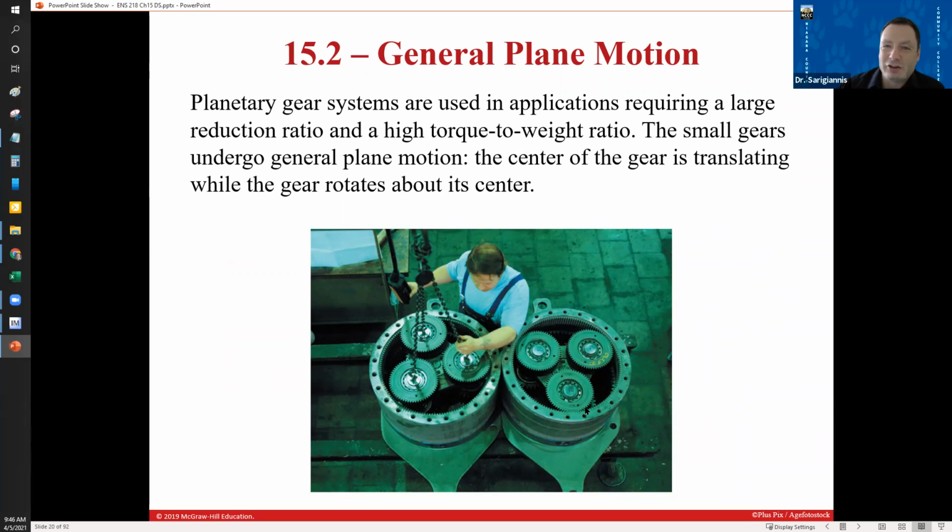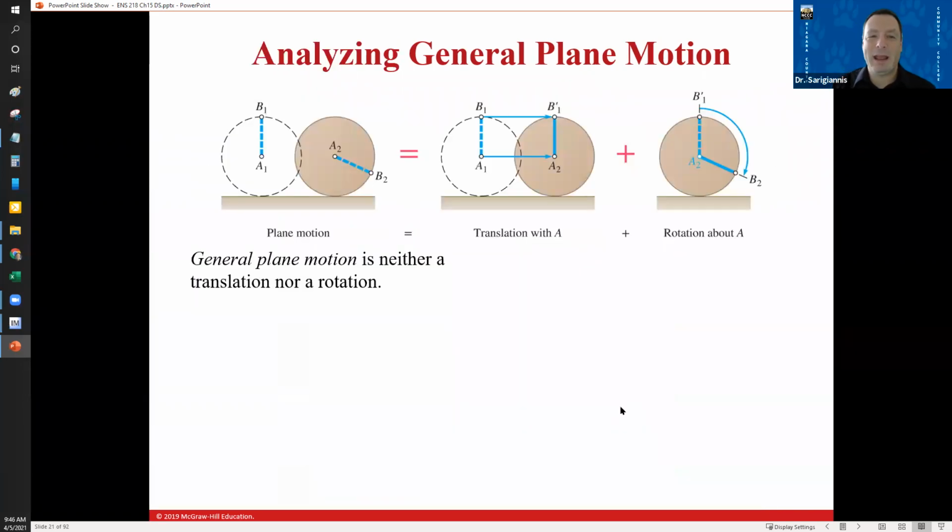this is a planetary gear system, and this is interesting because they can transfer high torque to load or weight ratios in this case. You can get high reduction ratios here with these planetary gears. But what happens, right? The center of the gear is translating while the gear rotates about its center, right? So everything's in motion, right? But this is rotated on the inside.